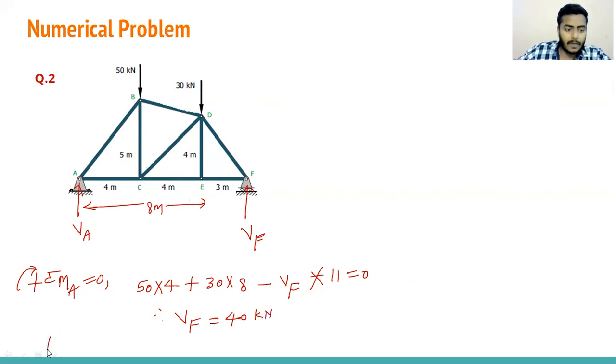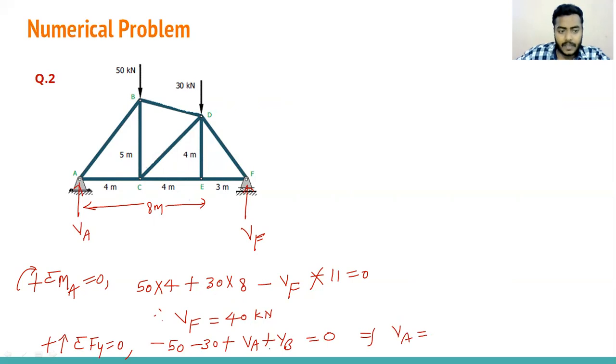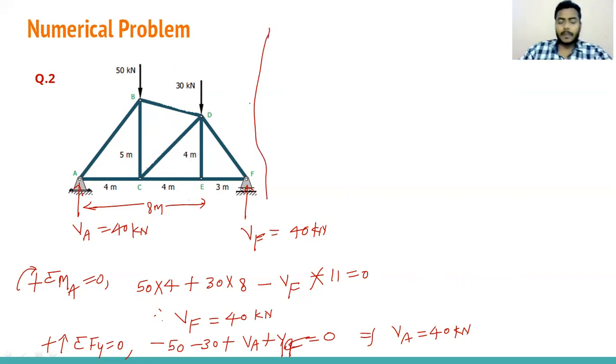Now taking upward force as positive. So minus 50 minus 30 plus VA plus VF is equal to 0. So from this equation we can get VA, sorry, VF. So VA we are getting here 40 kilonewton. This is also 40 kilonewton. Now we can go to calculate the forces in each member by method of joints.